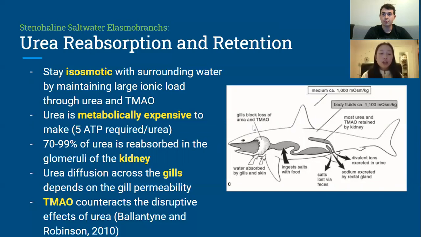So even though urea sounds like a great deal, it actually has an adverse effect of disrupting protein function. So having high levels of TMAO can counteract the disruptive effects of urea. So these fish maintain a high level of TMAO and a high level of urea. And again, they're maintained by the kidney and their loss is blocked by the gills.